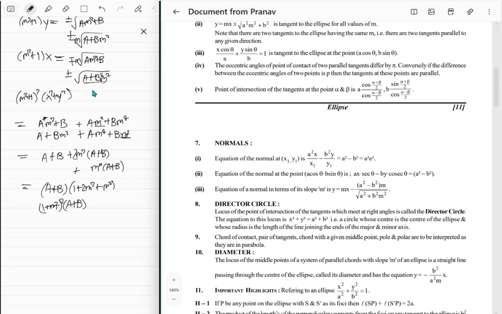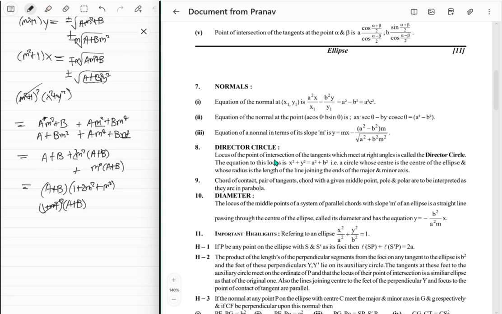So, sorry, this cancels, and that's my x squared plus y squared equals a plus b. This works for both hyperbola and ellipse. In this particular case, capital A is a squared, capital B is b squared, so it's a squared plus b squared. For hyperbola, it's going to be a squared minus b squared. Anyway, so now that's done.